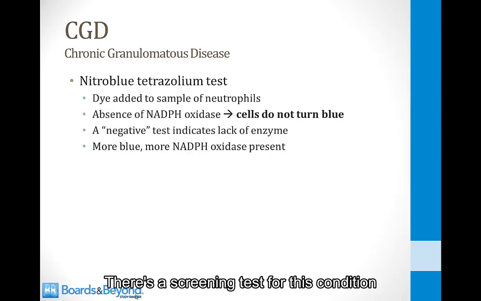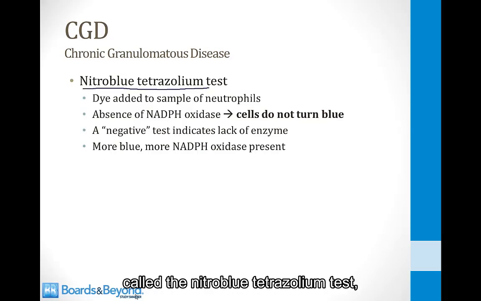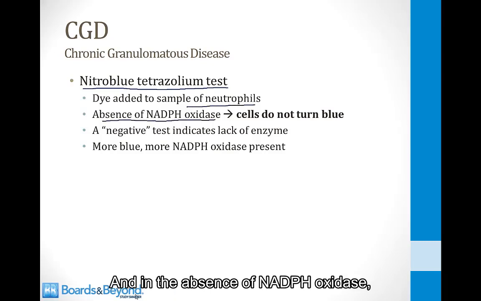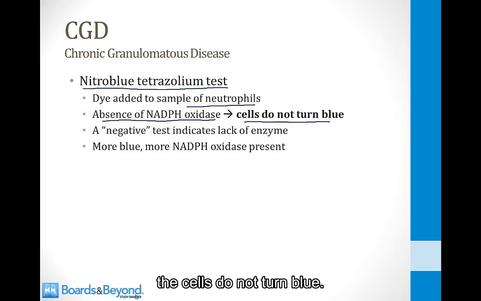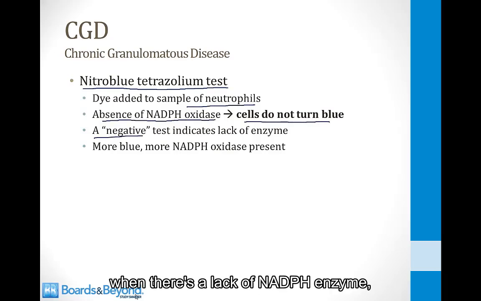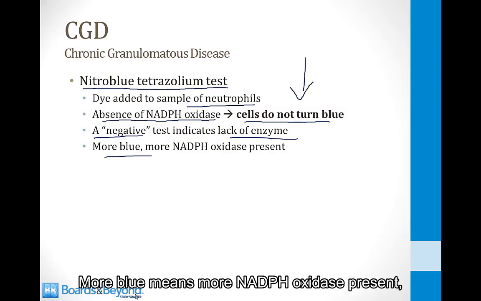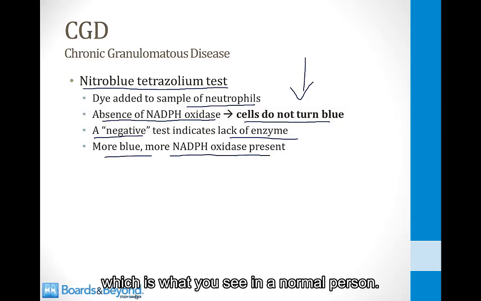There's a screening test for this condition called the nitroblue tetrazolium test. Dye is added to a sample of neutrophils, and in the absence of NADPH oxidase, the cells do not turn blue. It's called a negative test when there's a lack of NADPH oxidase, meaning the cells do not turn blue. More blue means more NADPH oxidase present, which is what you see in a normal person.